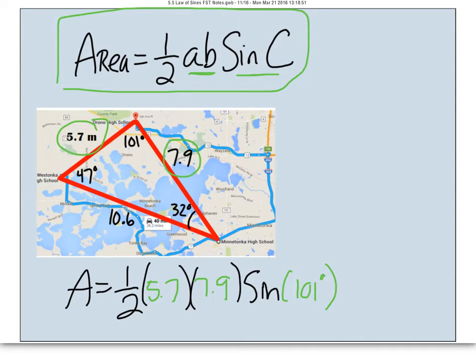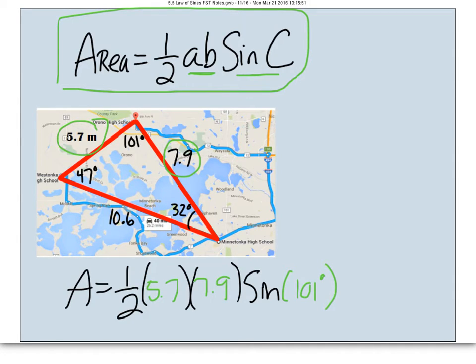Okay, I'm going to show you that's not the only way I could have written this. What if I chose two different sides? It's still going to work. So what if I do 1/2, and this time for my sides I decide to use 10.6 and 7.9. That just means I have to use the sine of the angle that those two sides create. So sine of 32 degrees. If I do that, again, I'm going to get 22.1, the same answer.